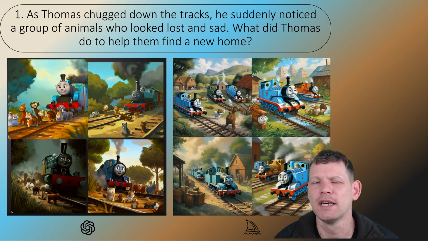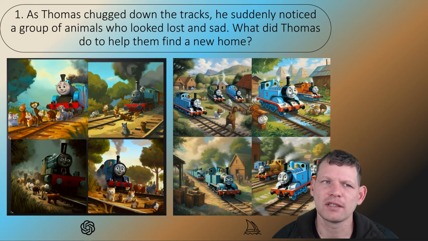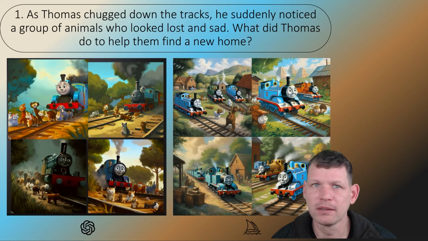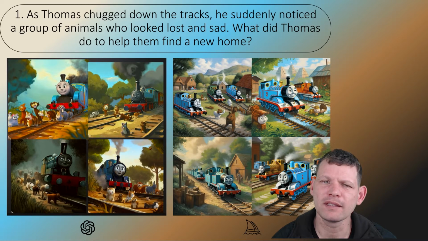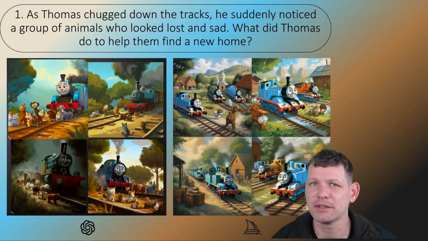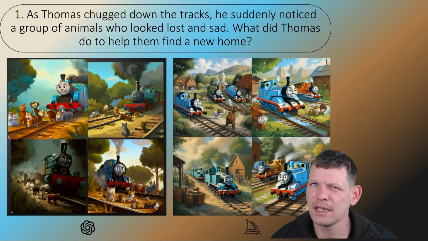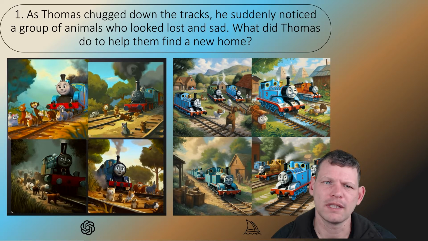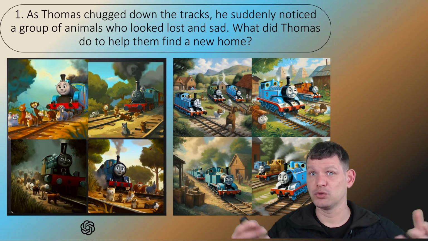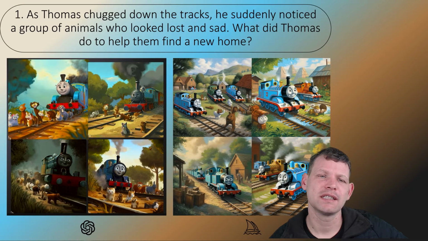If we look again at what ChatGPT did, Thomas is on the tracks, he noticed a group of animals who look lost and sad. That part is easy to understand. I could maybe draw something like that. The second part of what ChatGPT wrote was, what did Thomas do to help them find a new home? That's an intangible. We don't really know what that means, and how do we do that in an image? We can say that ChatGPT is a little bit wrong there, and we will see that it was kind of wrong in every single answer here.